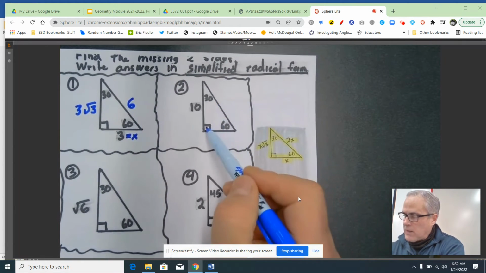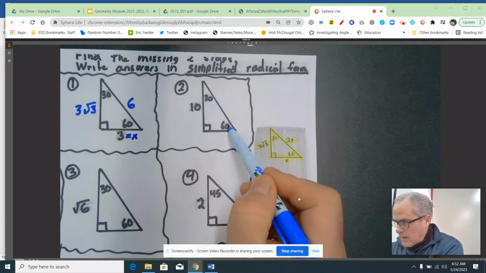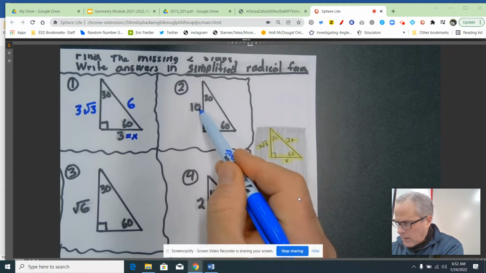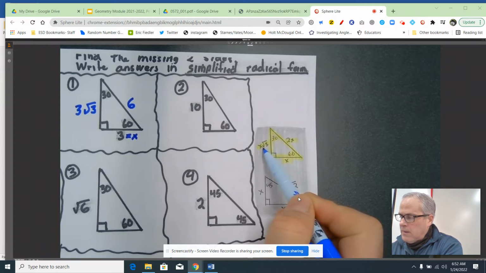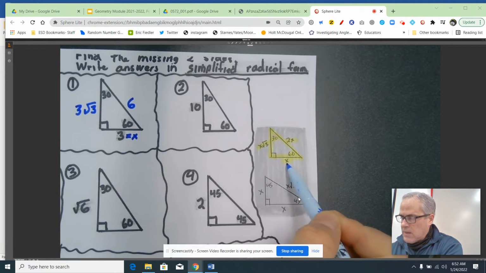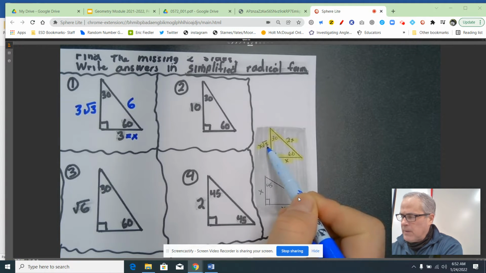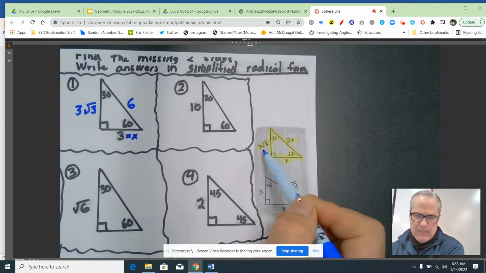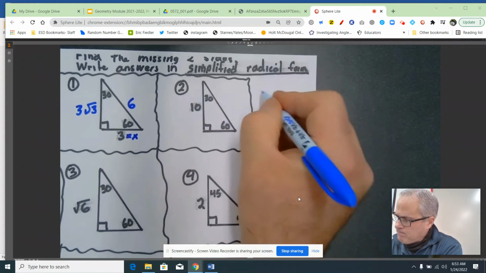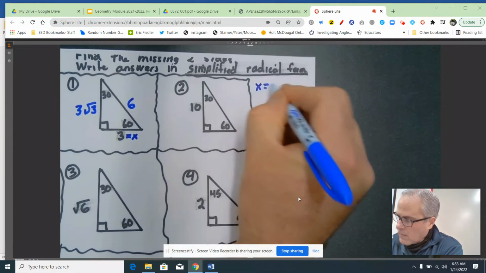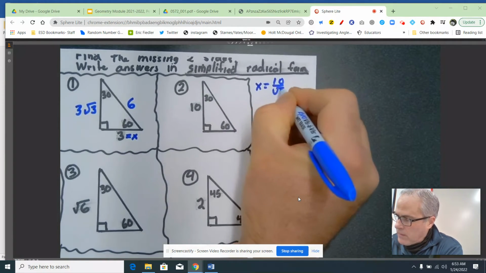So in number 2, right triangle, 30, 60, 90. Notice now I'm given the longer leg. The longer leg is the shorter leg, which is x, times the square root of 3. So if I want to get the shorter leg, what should I do to the longer leg if they give me the longer leg? Well, I should do the opposite. I should divide by the square root of 3. So I'm going to take 10, and I'm going to divide it by the square root of 3.